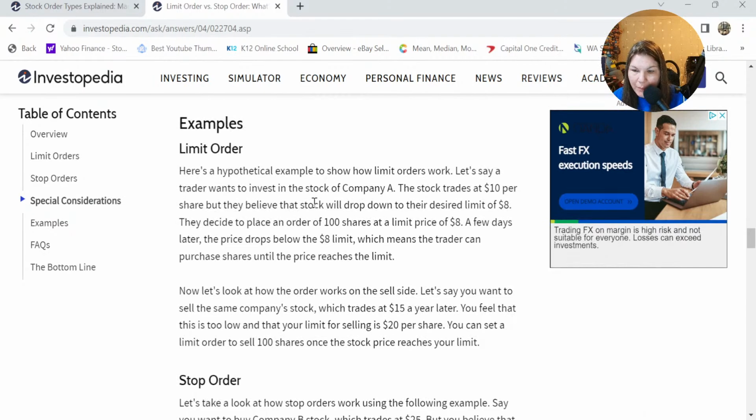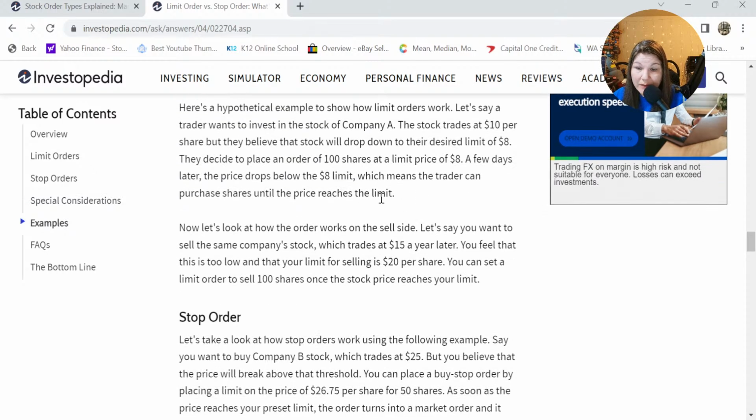So here's a hypothetical example to show you how limit orders work. Let's say a trader wants to invest in stock of company A. Okay, the stock trades at 10 per share, but they believe the stock will drop down to their desired limit of 8. They decided to place an order of 100 shares at a limit price of 8. A few days later, the price drops below the $8 limit, which means the trader can purchase shares until the price reaches the limit.